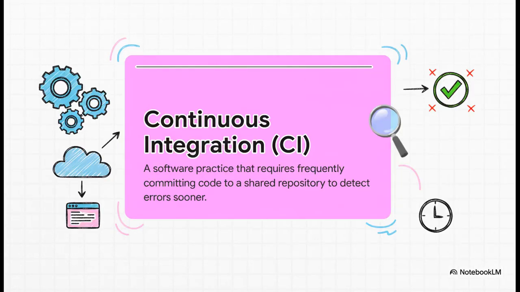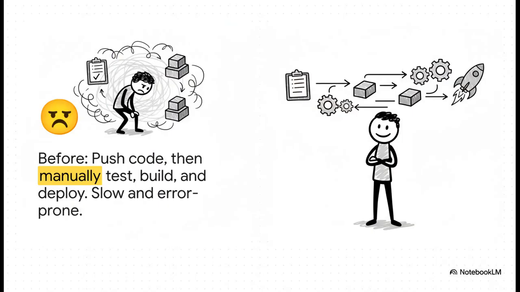So what exactly is continuous integration, or CI? It's really just a simple practice. Everyone on the team commits their code to a shared repository, and they do it often. Every single time they do, an automated build and test sequence kicks off. And why is this such a game changer? Because you find bugs almost immediately, you have way fewer merge nightmares, and your whole team can ship code with so much more confidence.